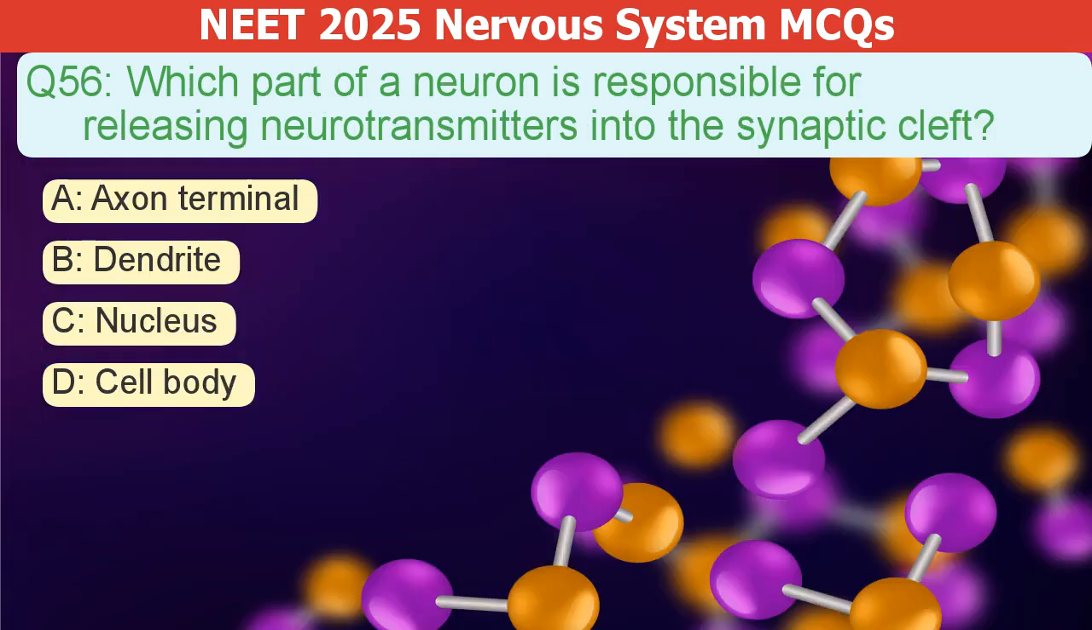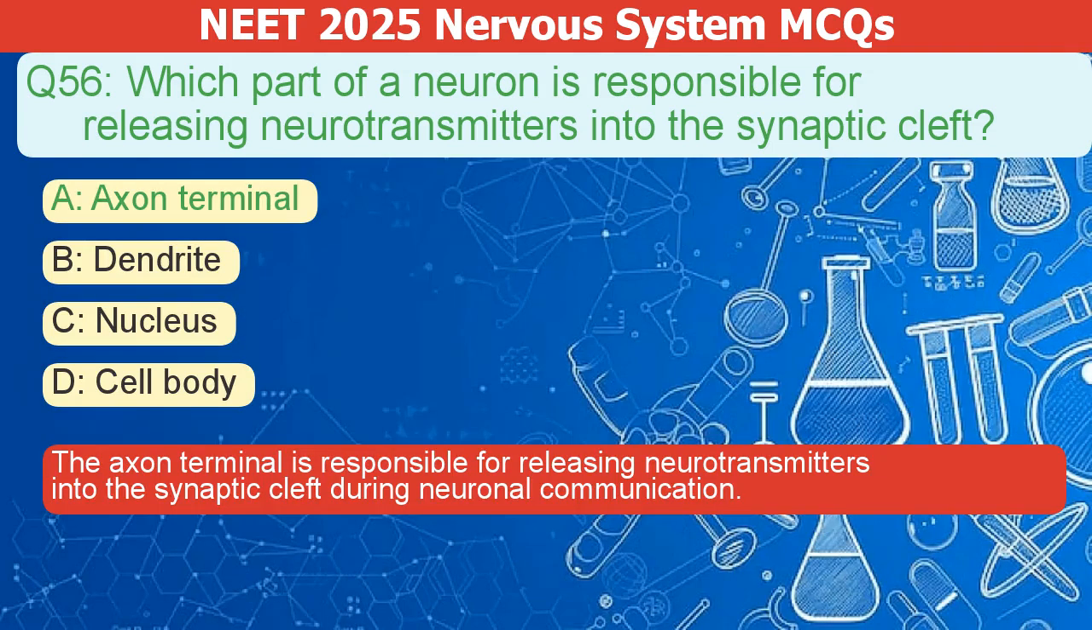Which part of a neuron releases neurotransmitters into the synaptic cleft? A. Axon terminal. B. Dendrite. C. Nucleus. D. Cell body. The correct answer is A. The axon terminal releases neurotransmitters into the synaptic cleft during neuronal communication.